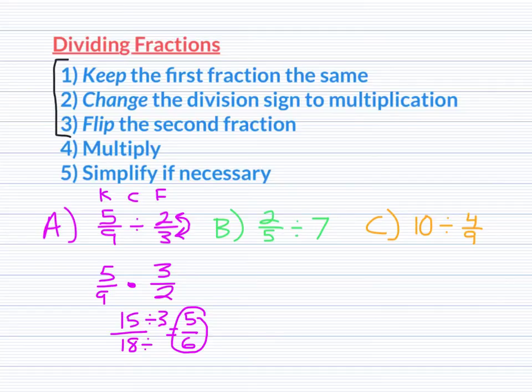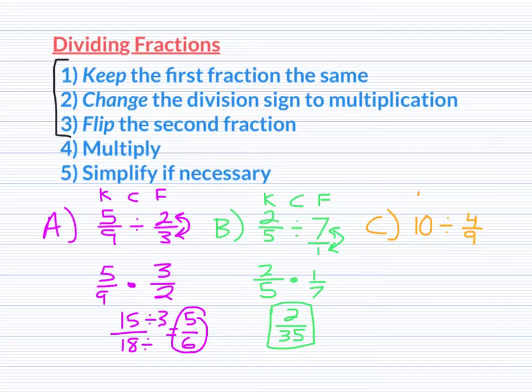So let's take a look at example B. Same thing, I'm going to keep my 2/5. I'm going to change the division to multiplication. I'm going to flip 7. Wait a second, 7, that's not a fraction, but I can write that as a fraction by putting 7/1. When I flip that, switch the numerator and denominator, it becomes 1/7. And now I multiply. 2 times 1 is 2. 5 times 7 is 35. And I don't think I can simplify that. I think that's our final answer for that one.